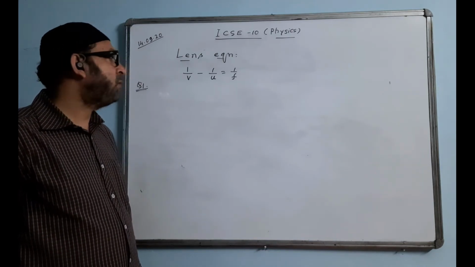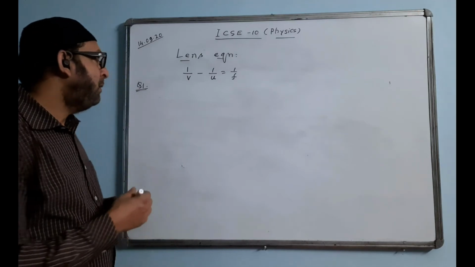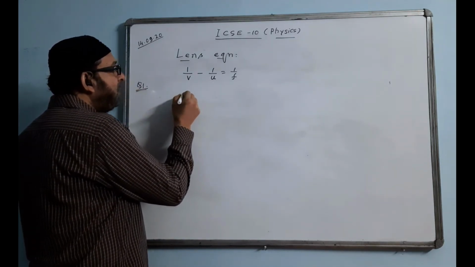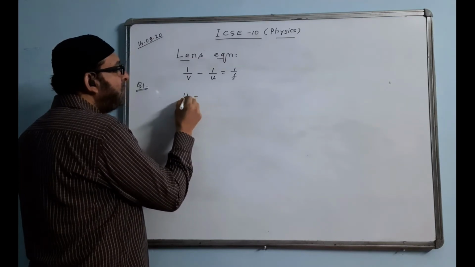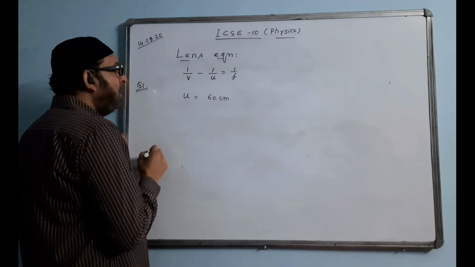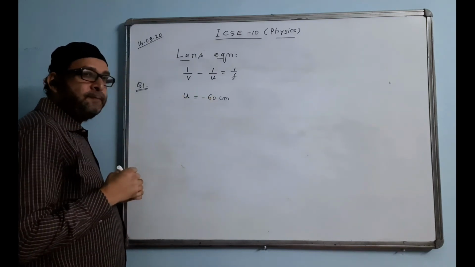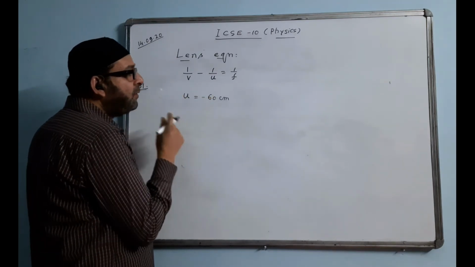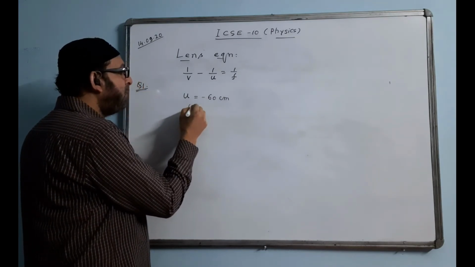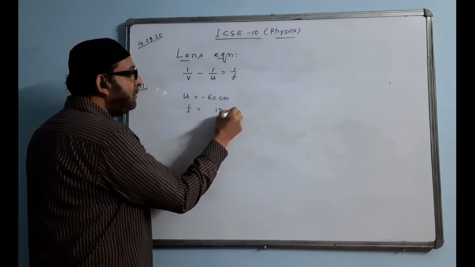You can write down what I said. The question says an object is placed at a distance of 60. You can write u. U means the object distance from the lens is 60 centimeter, and we put a minus sign. The focal length of the lens is given as 15 centimeter.